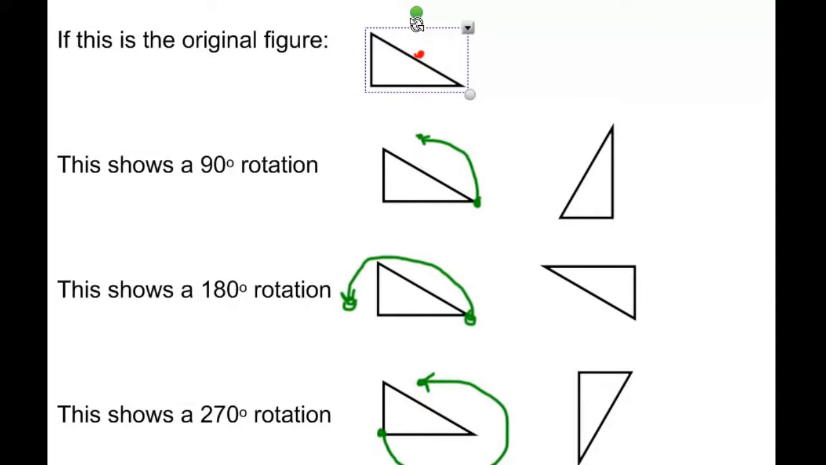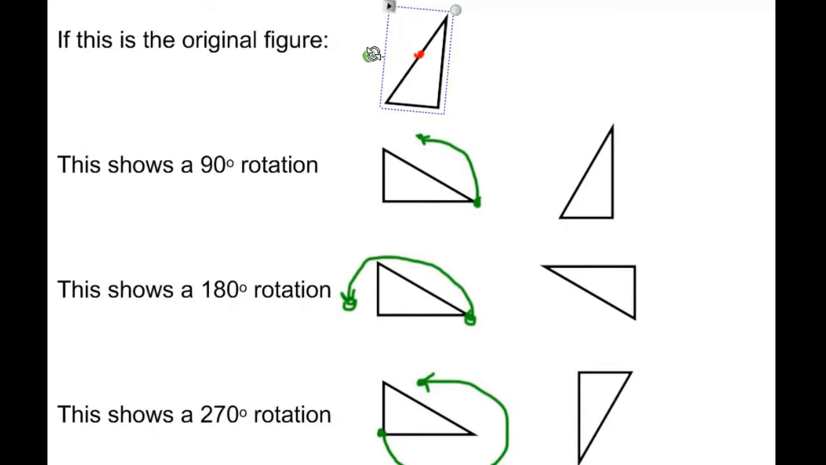A 180-degree rotation is half a circle. So if we're starting here, our original figure, and we spin it in a half, we end up like this. So we go from here to here. The 180-degree rotation is the easiest to recognize because it flips upside down or backwards. It's like a mirror image.